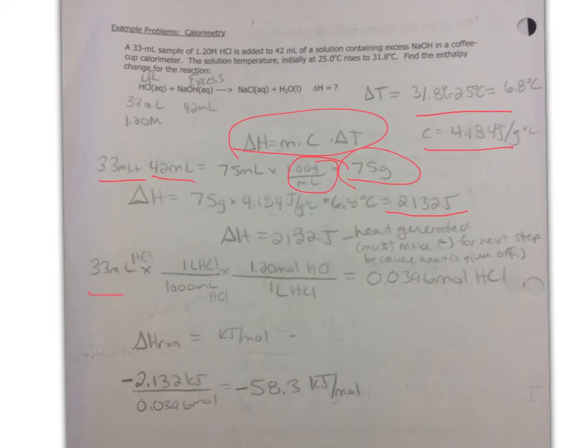So if I take 33 milliliters of HCl, change that to liters, and then use my molarity to find the number of moles of HCl. The delta H for the reaction is going to be in kilojoules per mole, which is negative 2.32 kilojoules over 0.0396 moles, and that gives me negative 58.3 kilojoules per mole.